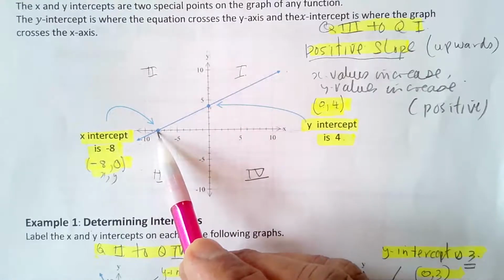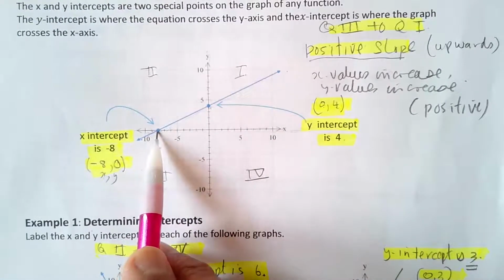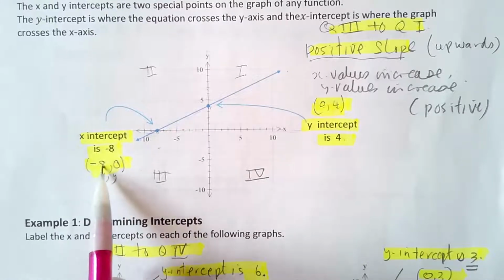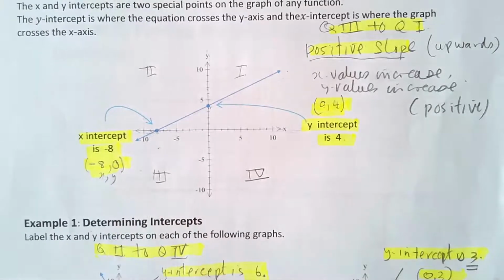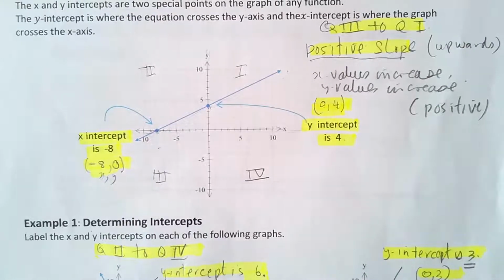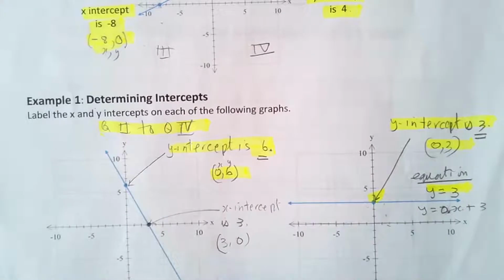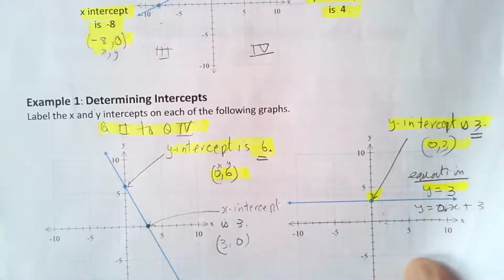And the x-intercept, the line crosses where the x-coordinate is -8. So the intercept will be (-8, 0). So that's the x and y intercept. We also looked at the slope as a review. The slope is a negative slope because as x increases, y decreases. And the first one is a positive slope.